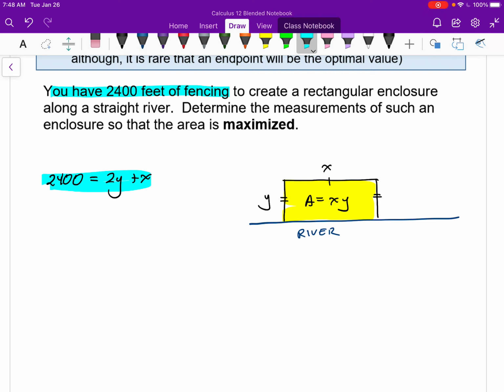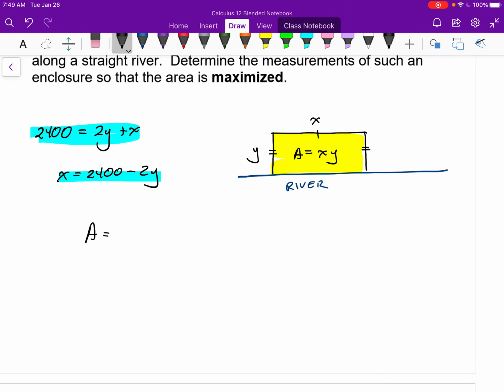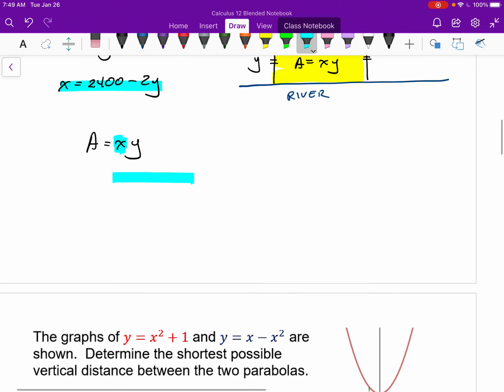So I have two equations, both with two different variables. I need to get it down to area as a function of one variable, which means looking at this perimeter equation, I can solve for x, I can solve for y. It's definitely a little less work to solve for x. So solving for x, I can say x equals 2,400 minus 2y, which means I can look at my area function, A equals x times y. Again, this is the function we're trying to maximize. But instead of x, I'm going to write 2,400 minus 2y. And this is the function I want to maximize.